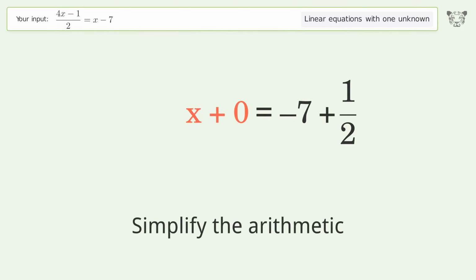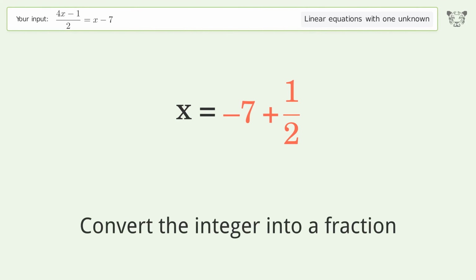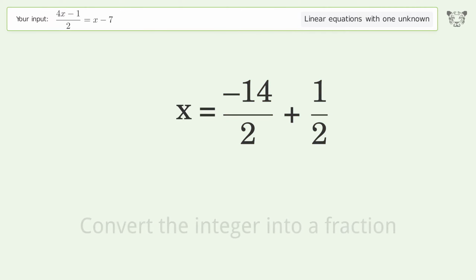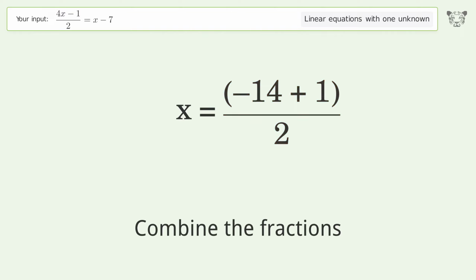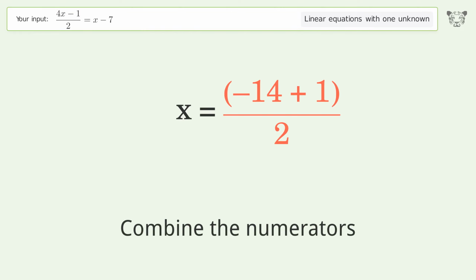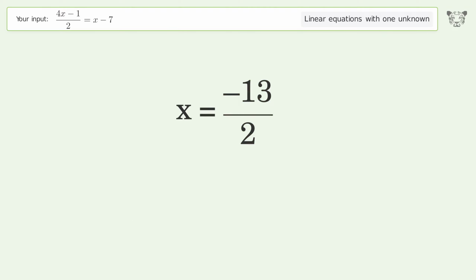Simplify the arithmetic. Convert the integer into a fraction. Combine the fractions. Combine the numerators. And so the final result is x equals -13/2.